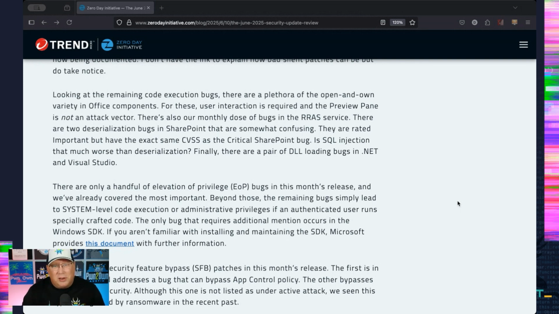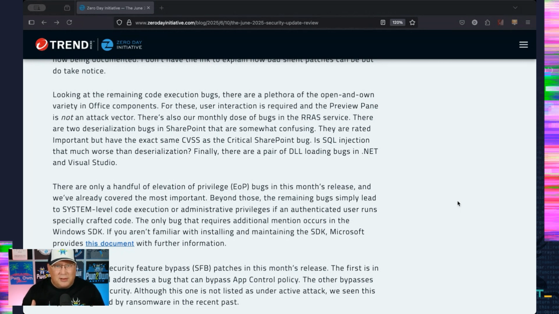Now, there are two deserialization bugs in SharePoint that are somewhat confusing, because they do require permissions, the same permissions I talked about earlier, the site owner permissions that anyone gets if you are an authorized user on a SharePoint site. These are listed as important instead of critical, even though the CVSS is exactly the same on all three bugs. And I can't explain why it's different.